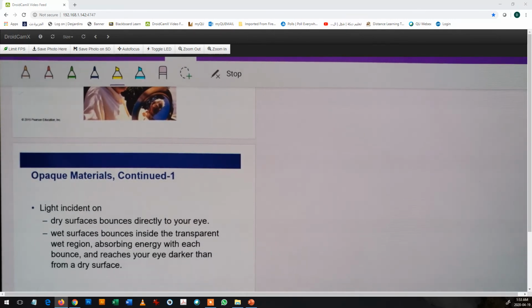Light incident on dry surfaces bounces directly to your eye. Wet surfaces bounce light inside the transparent wet region, absorbing energy with each bounce, and it reaches your eye darker than from a dry surface.